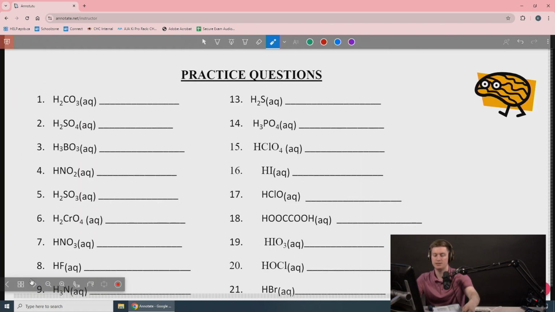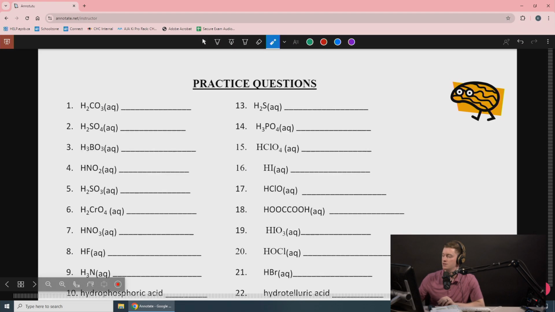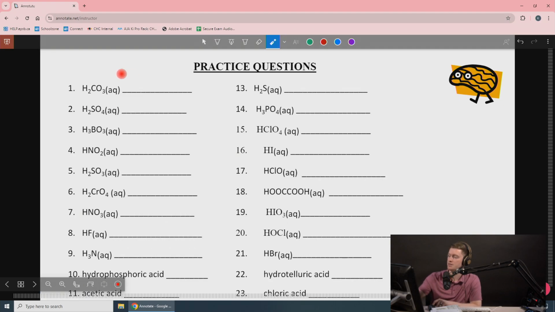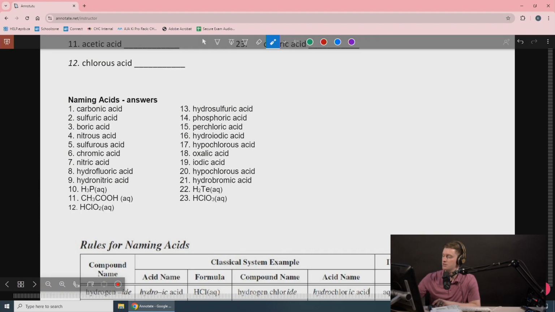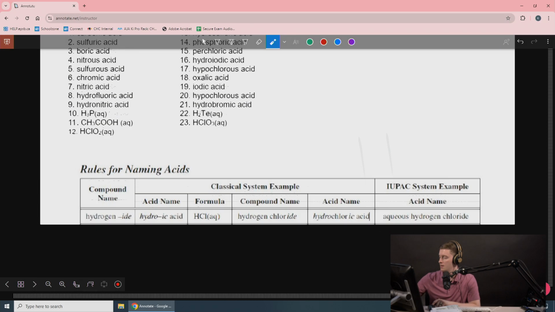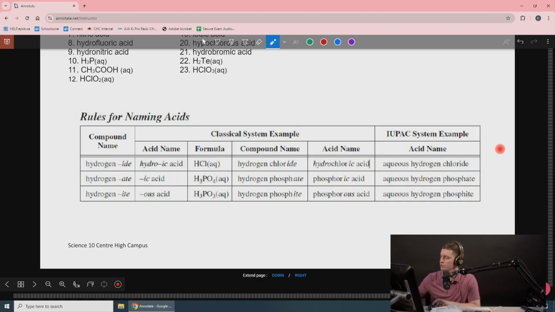There's some good practice for naming acids here. I would encourage you to pause the video and try naming some of these acids. This is working from the formula to the name, so identify the anion, figure out what sort of ending you need on your name, write your name out. This is working from the name to the formula. The answers for these are right below here, and this is how the naming rules table looks on your data sheet. It's saying the same thing.